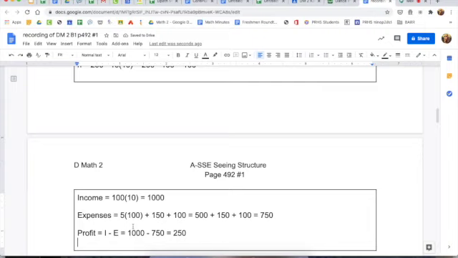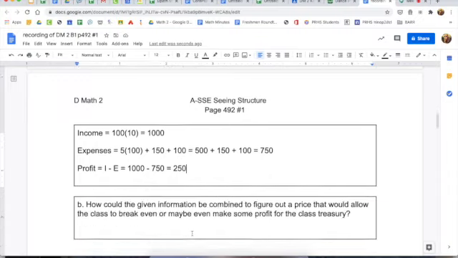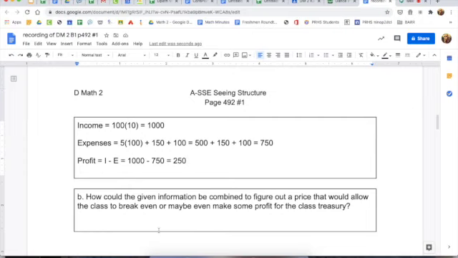That's what we need. And that's a little counterintuitive to me, because that means that if we charge more and fewer people come, that we make more profit. So there's an idea there that needs a little bit more exploring. How could the given information be combined to figure out a price that would allow the class to break even, or maybe even make some profit? So think about that for a second.